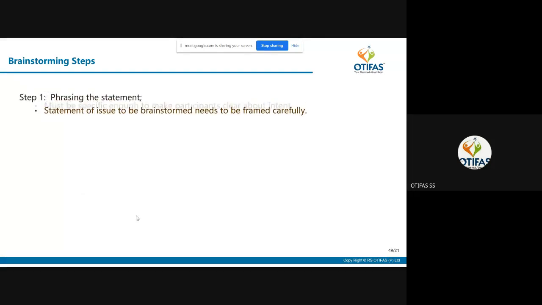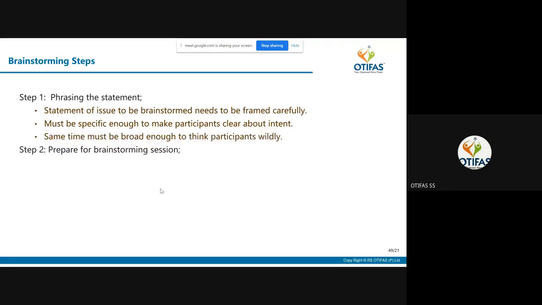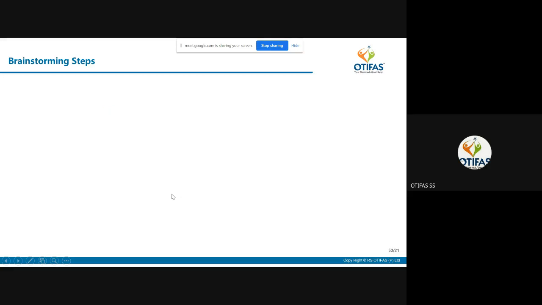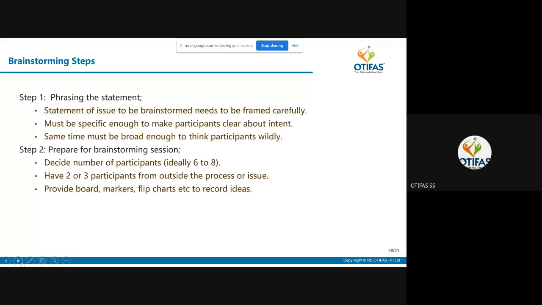So we prepare a statement, and this should be given well in advance to the participating team, and then prepare the brainstorming session. Ideally, 6 to 8 is very good; no more than that. Now have 2 or 3 participants from outside the process or issue. Why this? Why this?